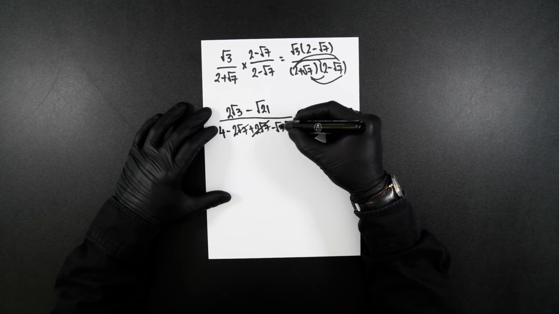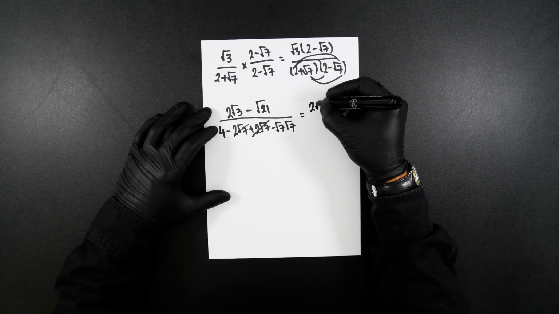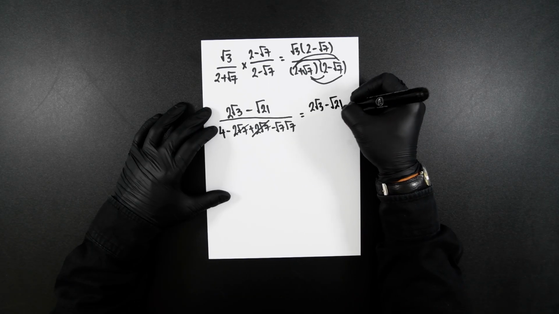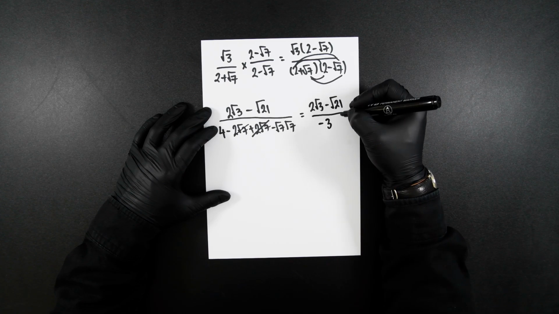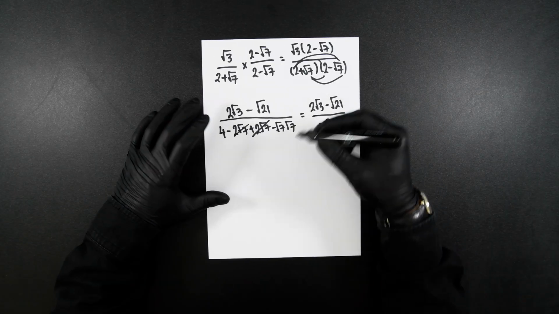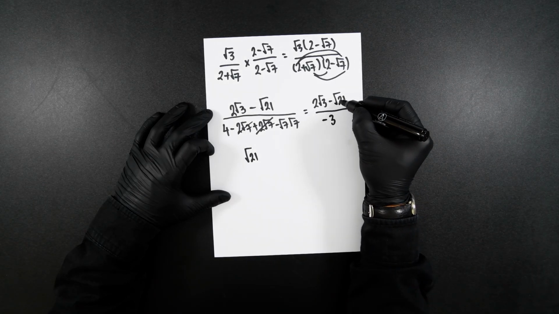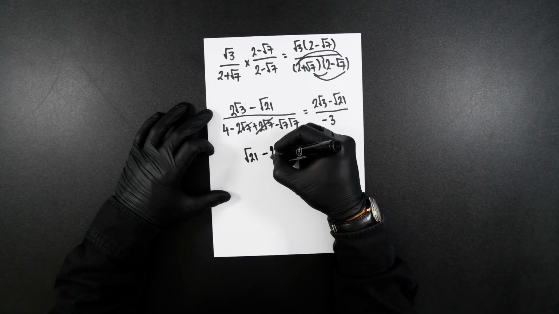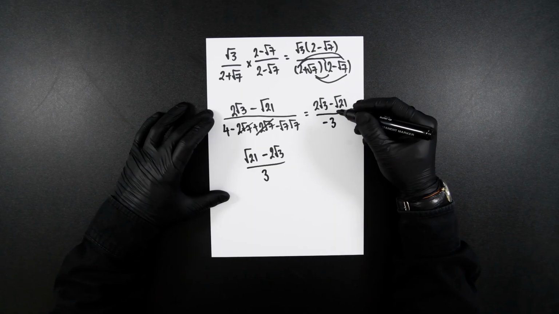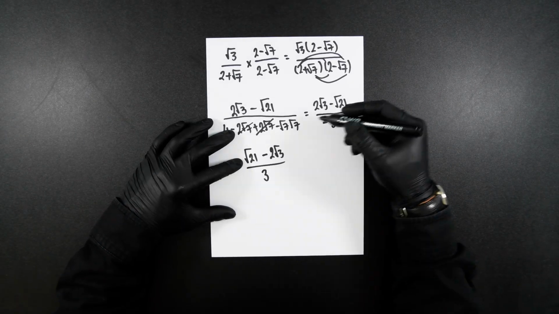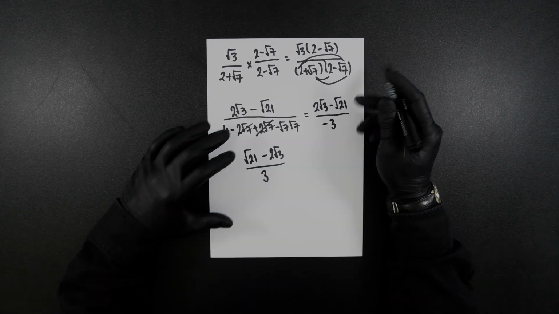So you're going to get this root 7 times root 7 is just going to be 7. So you're going to now have 2 root 3 minus root 21 over 4 minus 7, which is going to be minus 3. We can multiply everything by minus 1 to make it look a bit neater. And so you're going to get everything multiplied by minus 1. That would become positive. This would become negative. And this denominator would become positive as well. You could technically leave it like this, but I suppose just getting rid of this negative sign here makes it look a bit cleaner. I think both of these solutions are perfectly fine.